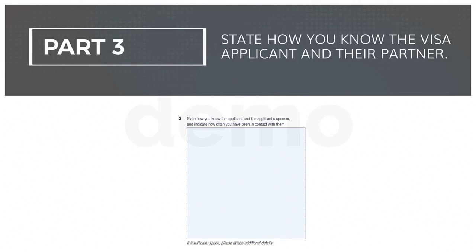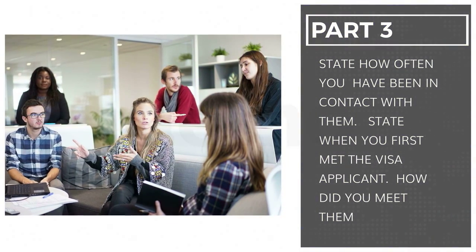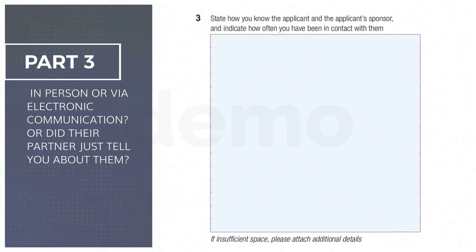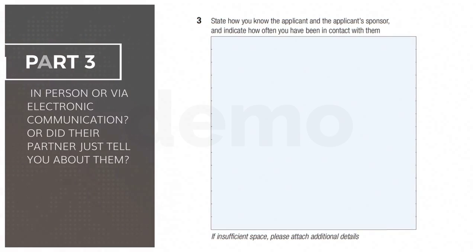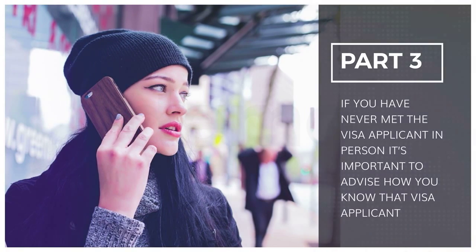At point 3 on the form, you're asked to state how you know the visa applicant and his or her partner, fiancé, or spouse, as well as to indicate how often you've been in contact with them. In terms of completing that section of the form, you may find it useful to first indicate when it was that you first met the visa applicant by listing the month and year, as well as the day if you're aware of that information, and how it is that you came to meet them, whether that was in person or through electronic communication such as Skype, or even whether that was from his or her partner, fiancé, or spouse telling you about the existence of that person.